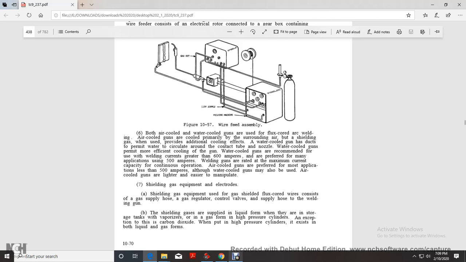Shielding gas equipment and electrodes. Shielding gas equipment for the flux core wire consists of the gas supply, gas regulator, control valves, and supply hose to the welding gun. The shielding gases are supplied in liquid form in storage tanks, with the vapor drawn off, or in gas form in high-pressure cylinders. An exception to this is carbon dioxide. When put in high-pressure cylinders, it exists in both liquid and gas forms.